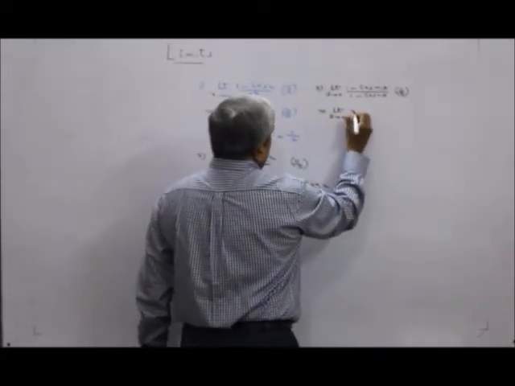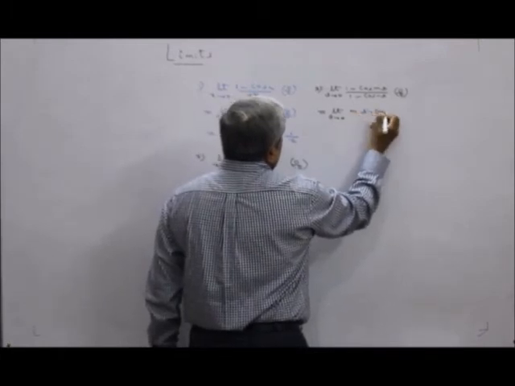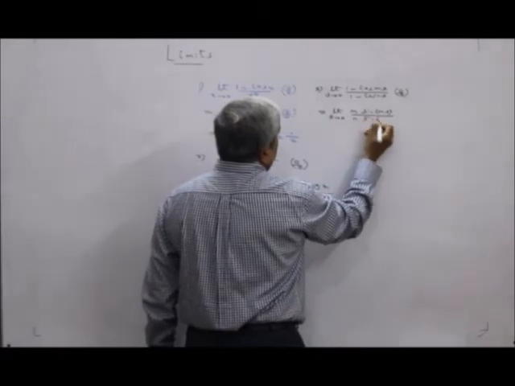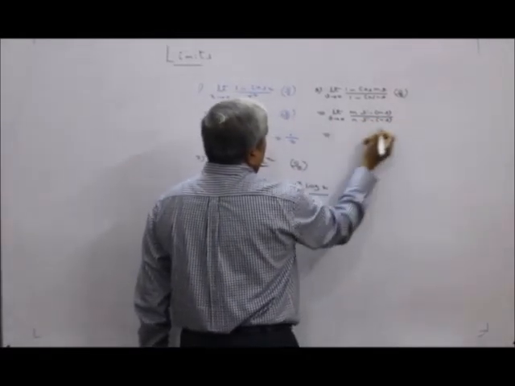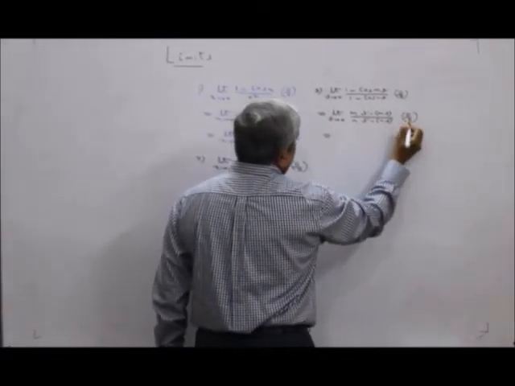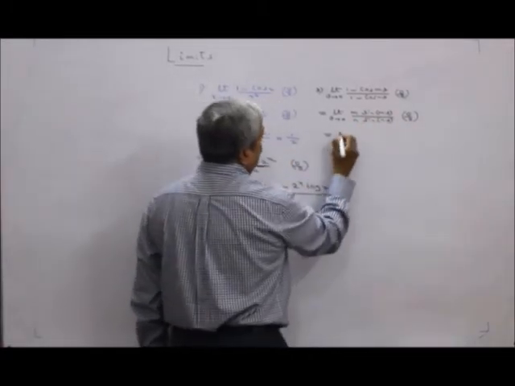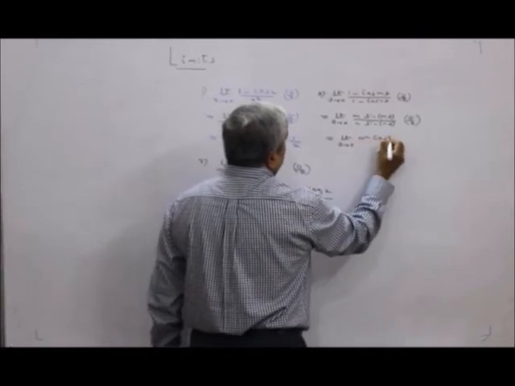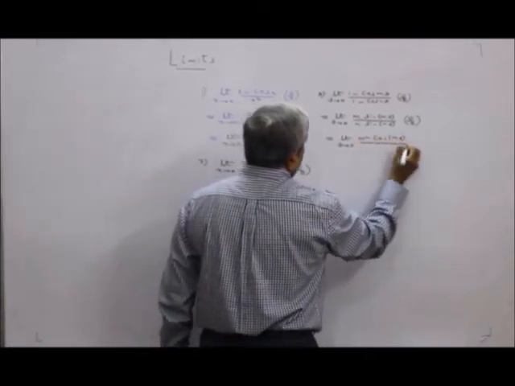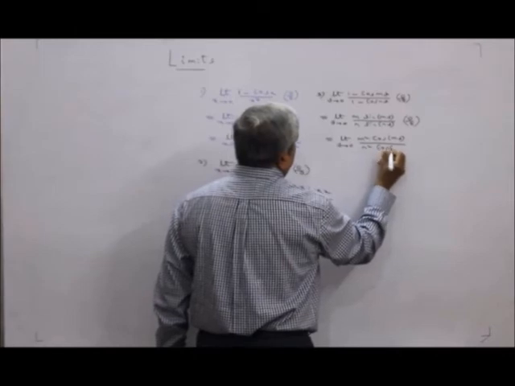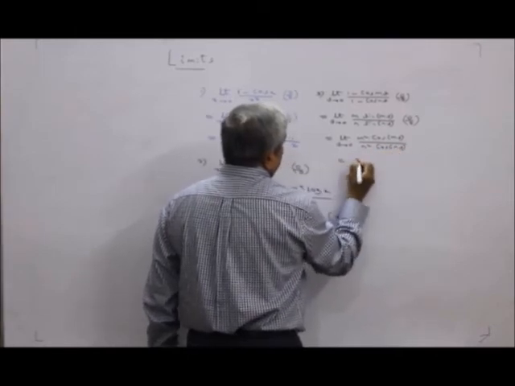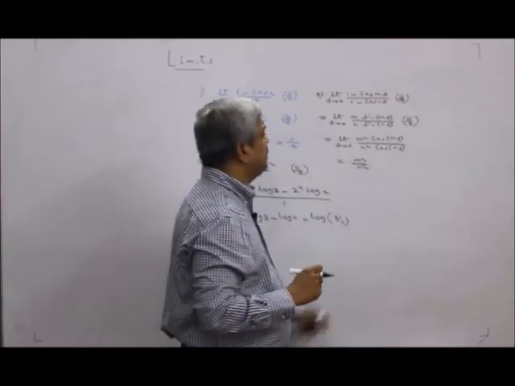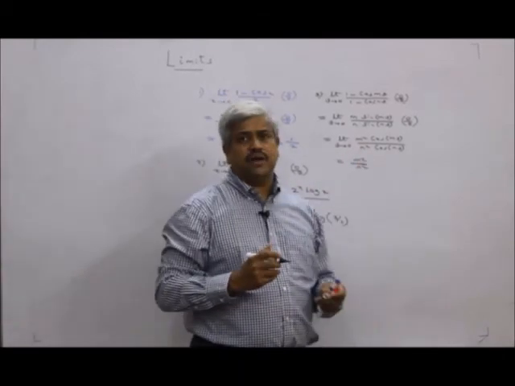You differentiate the numerator separately, you differentiate the denominator separately. So again substitute 0 in place of theta, it will become 0 by 0 form. If you get 0 by 0 form, differentiate the numerator separately, differentiate the denominator separately. So this is nothing but m square by n square. When you substitute 0 in place of theta, you will get m square by n square.